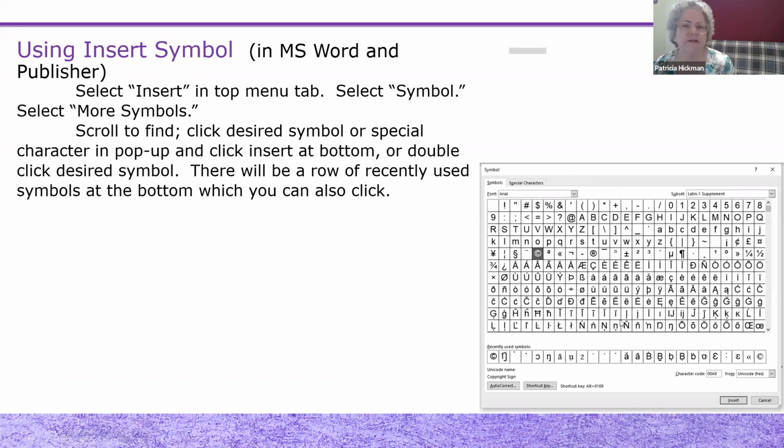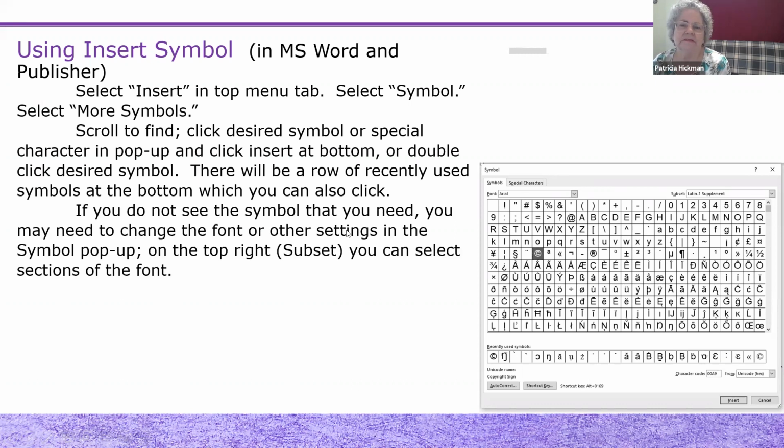So you can scroll to find the character you want, and you could double click it, or you could touch the character that you want and then click Insert down at the bottom, or just double click. Oh, here it is. I'm trying to find the Insert box down here at the bottom. If you don't see the symbol that you need, you might have to change your font or other settings, or go to a subset, and we'll show you all about that when we get to Microsoft Word. So here's where the subsets would be shown and the little arrow there to select them.